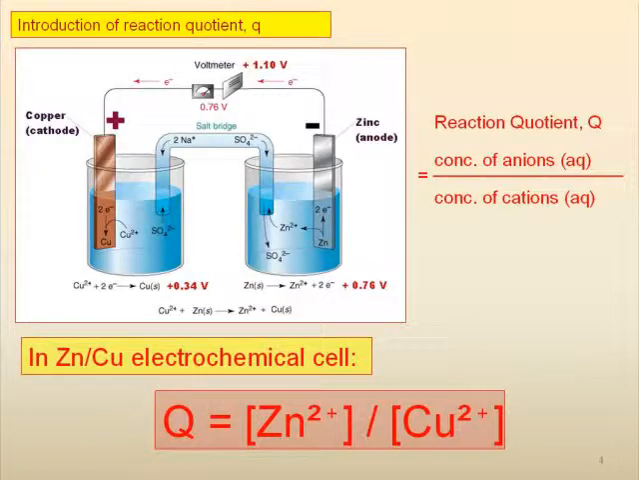Before I ask my students to conduct the inductive lab experiments, I introduce to them the reaction quotient, Q. Q is the aqueous concentration of the anions divided by the aqueous concentration of the cations in an electrochemical cell. In a zinc copper electrochemical cell, Q is simply the aqueous zinc ions over the aqueous copper ions. The electrical potential is a function of temperature and reaction quotient.